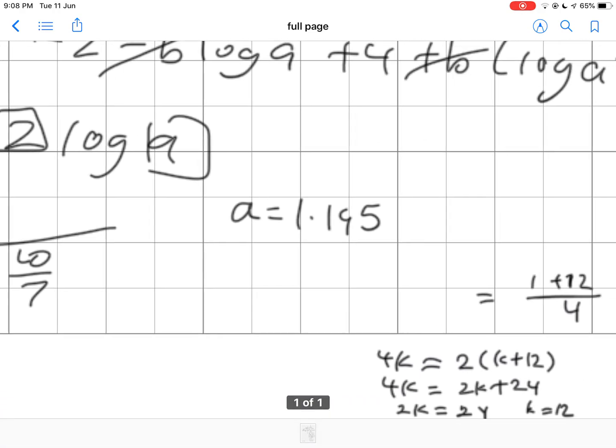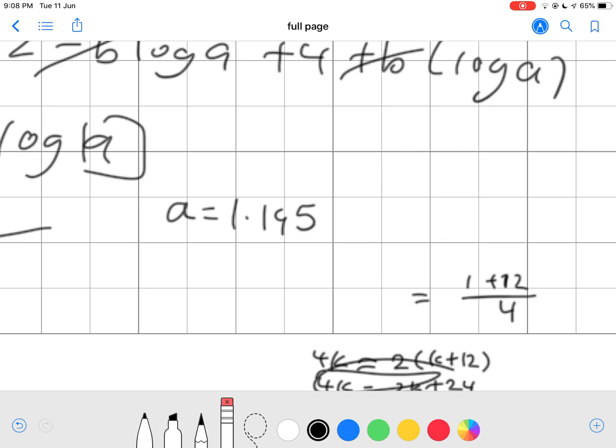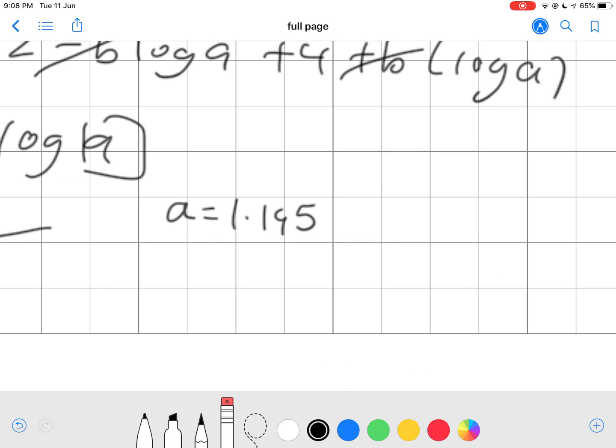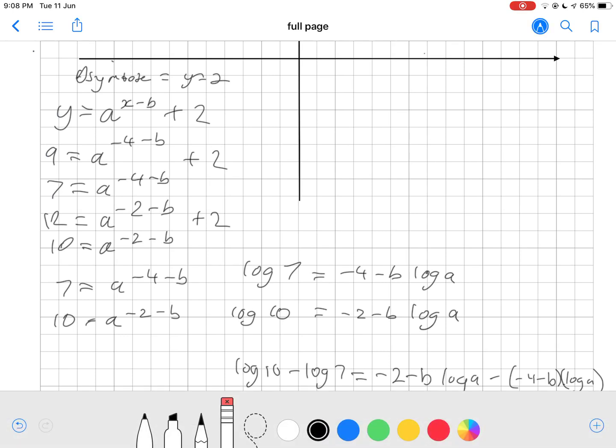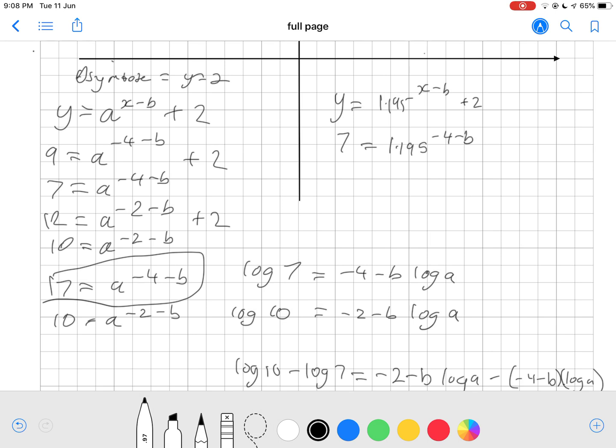That's also pretty straightforward, okay? Because we have the a value, we just find our b value, okay? So now we can rewrite our equation. We'll say that y equals, what was that? 1.195 to the power of x minus b plus 2. And if we substitute, get one of these equations, so let's say get this equation here. So we say 7 equals 1.195 to the power of negative 4 minus b.